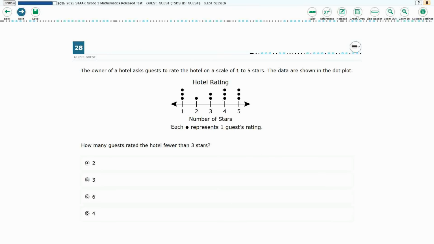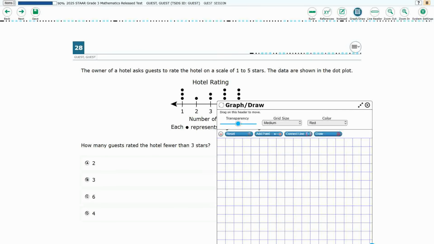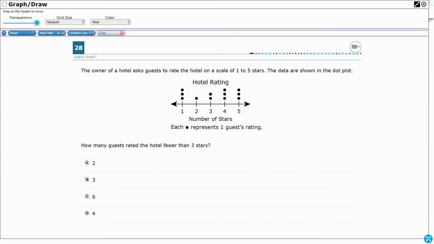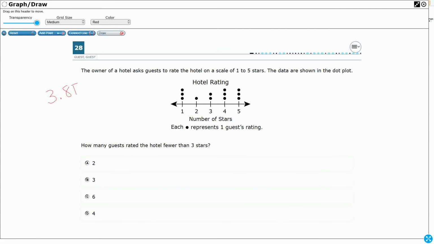28, we are looking at 3.8b. We are solving data problems. And we've got the owner of a hotel with a scale. Each dot represents one guest's rating, so each dot is a guest, okay? How many guests rated the hotel fewer than 3 stars? Fewer than 3, which means we're not including 3, which means we're just looking at that. So if they said 3 or fewer stars, then we could have included 3.